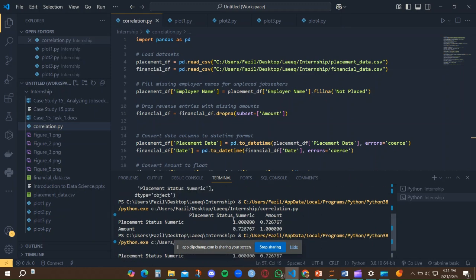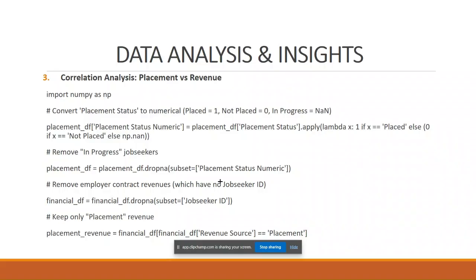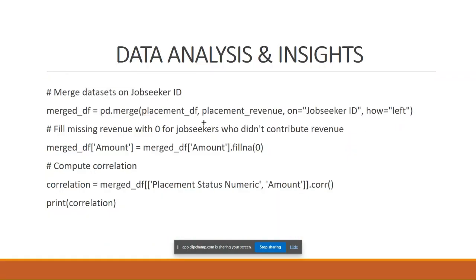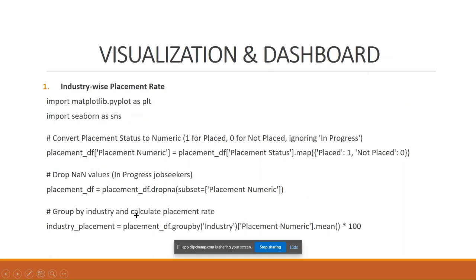The closer to 1, the higher the relation. And so 0.72 is a good indication that there is a correlation between the placement and the revenue. So these are the final steps. We merge the data sets on the common job seeker ID. We fill the missing revenue with zero for job seekers who did not contribute to the revenue. And then we finally compute the correlation and print it.